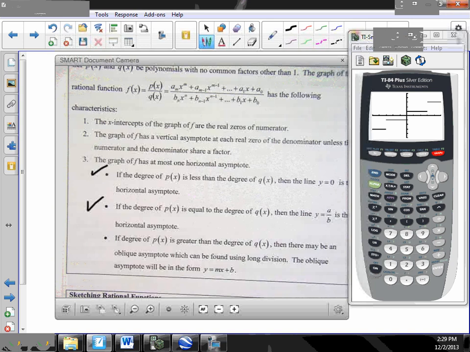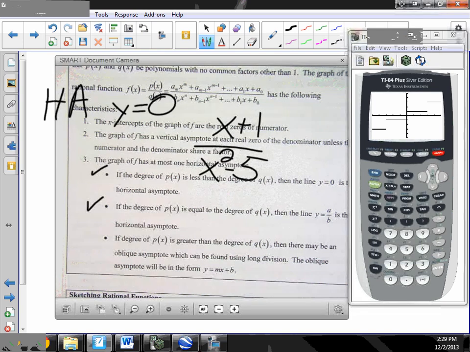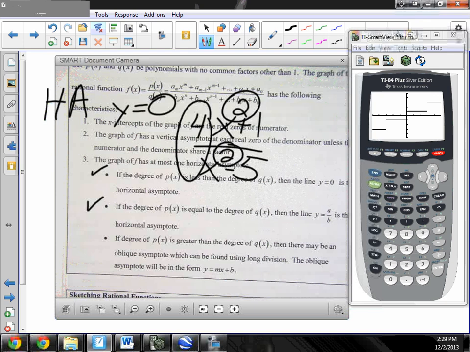So if I had x plus 1 over x squared minus 5, the bottom is bigger. The bottom is a quadratic, and the top is linear. So I have an HA where y equals 0. All right? But what if I change it to, say, 4x squared over x squared? Now I divide the coefficients. Yeah, the top and the bottom have the same exponent. So I divide the coefficients and I get 4. So the HA would change to y equals 4.